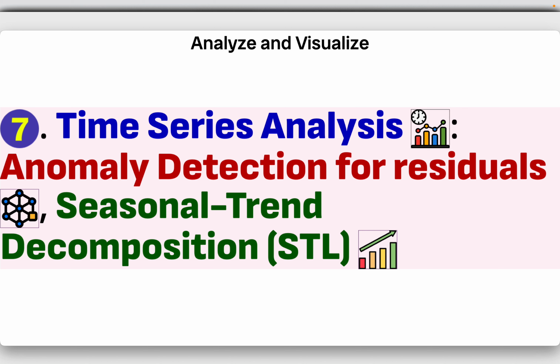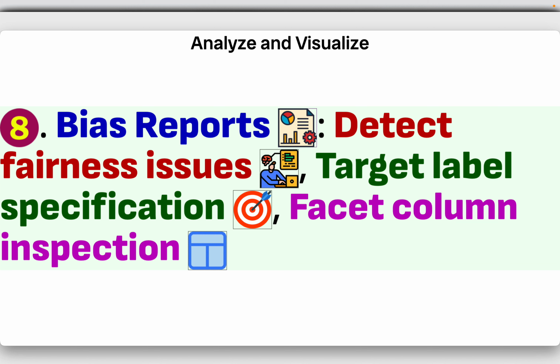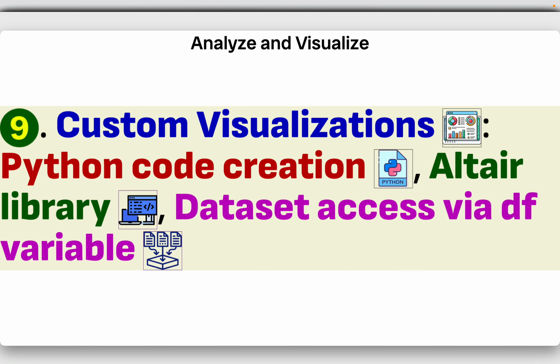Time series analysis includes anomaly detection, which flags residuals exceeding a specified standard deviation threshold, and seasonal trend decomposition, which breaks data into seasonal, trend, and residual components. Bias reports allow users to detect potential fairness issues by specifying a target label and inspecting a specific facet column, for example, age group for the bias metric.